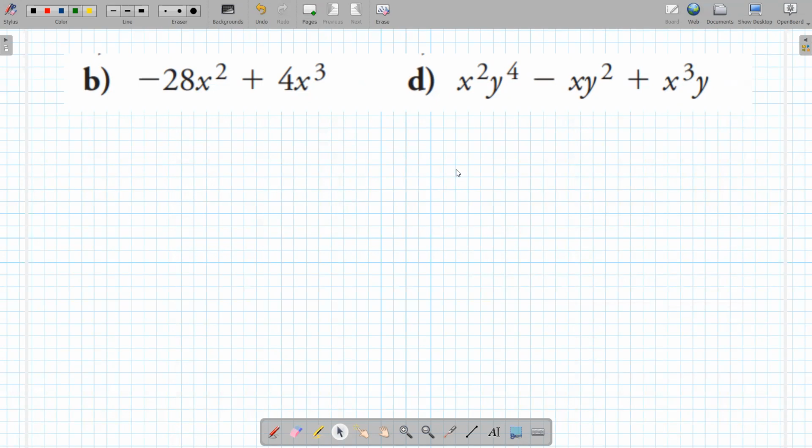What can we pull out from question B? 4x. Yeah, you could pull out 4x or you could pull out negative 4x. Then you'd be left with 7x minus... Oh, you can pull out more than an x actually. You can pull out 4x squared. Yeah. Then you'd be left with 7 minus x, and that's it. You can't really do anything else with that.